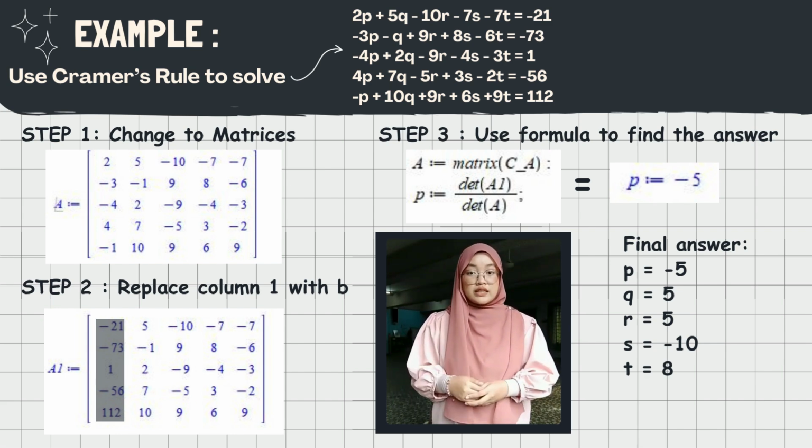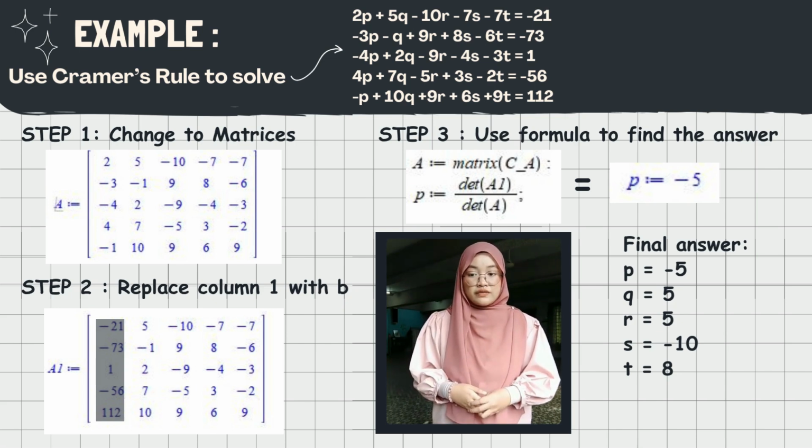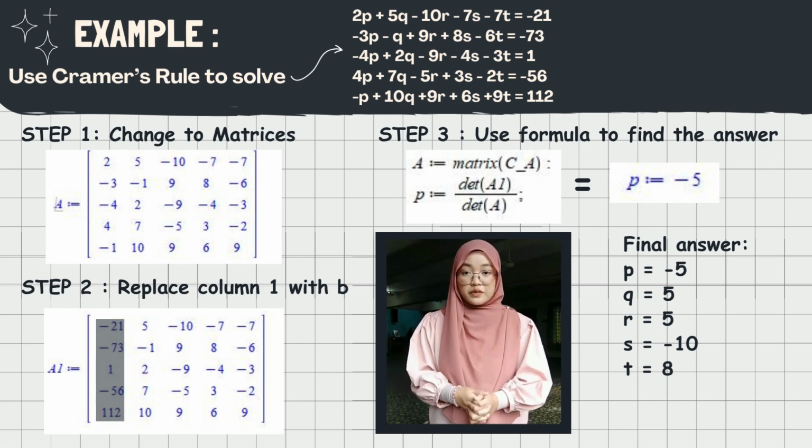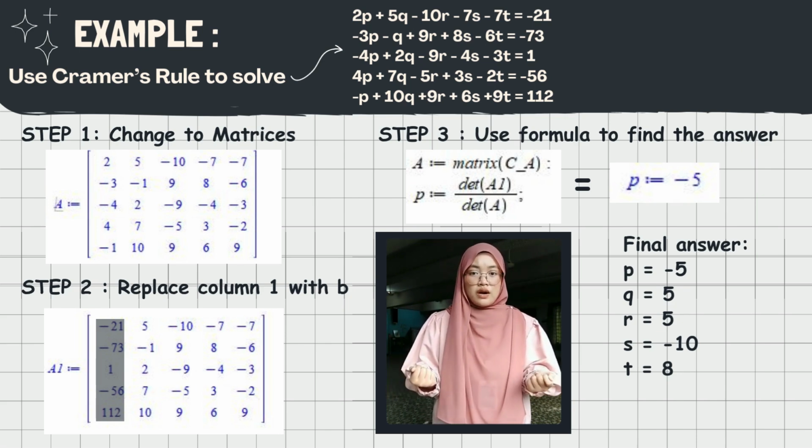So the final answer, you must get P equals negative 5, Q equals 5, R equals 5, S equals negative 10, and T equals 8. So how about the others? How about Q, R, S, and T?